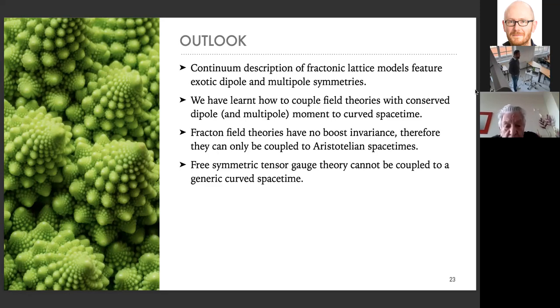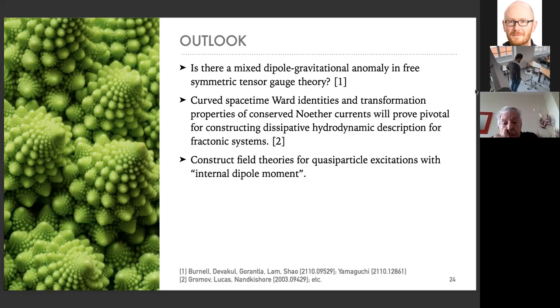And an important feature that I noted was that there is no boost symmetry, so you can only really do coupling to Aristotelian spacetimes, not relativistic or Newton-Cartan spacetimes for that matter. And an important fact that I want to note here is that the symmetric tensor gauge theory cannot be coupled to general curved spacetime.